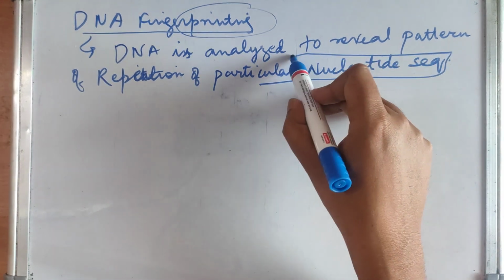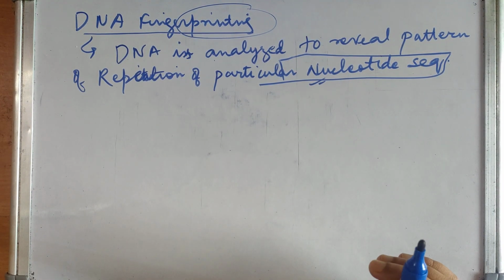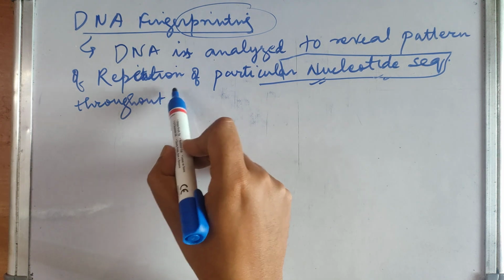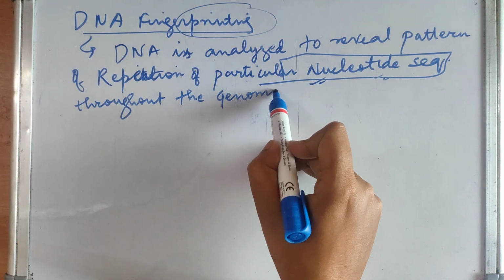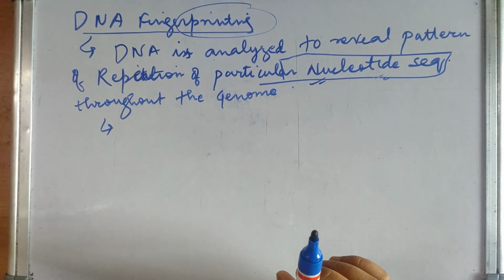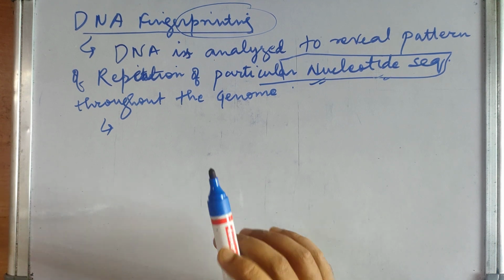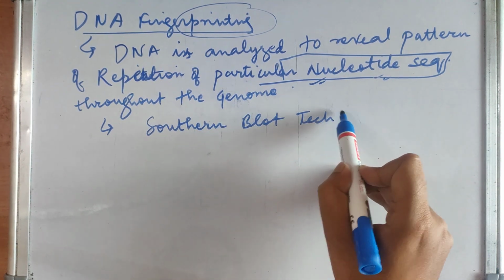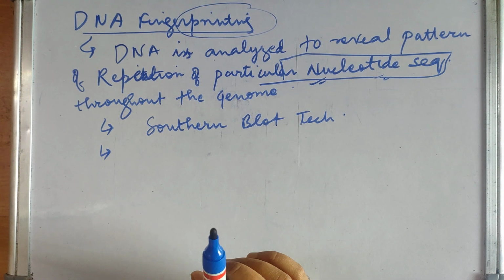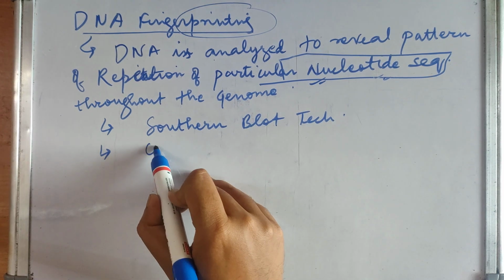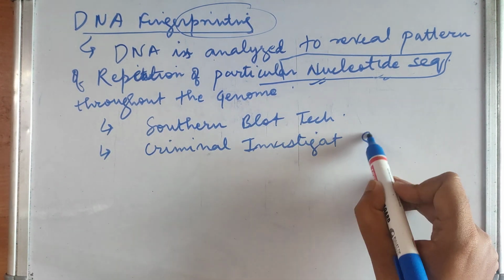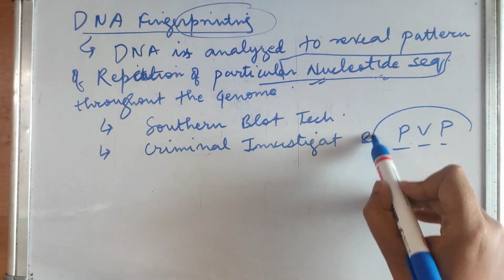This nucleotide sequence is different for all animals, plants, and human beings. All species contain different nucleotide sequences throughout the genome. The unique pattern of DNA sequence is identified by the Southern blot technique. It has been highly used in criminal investigation and also in plant variety protection, PVP.